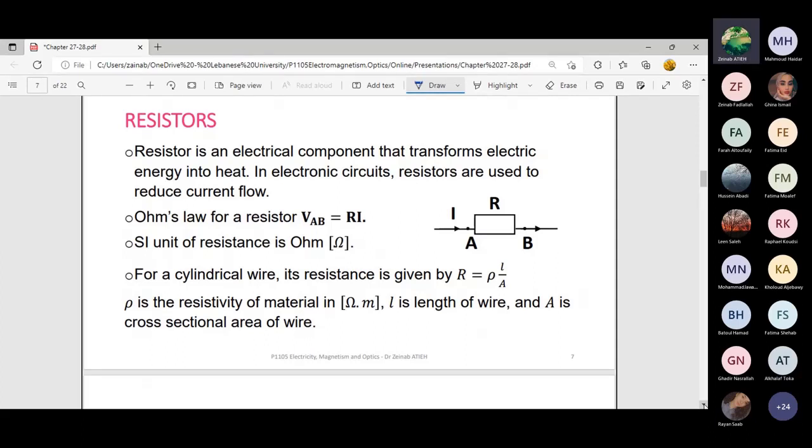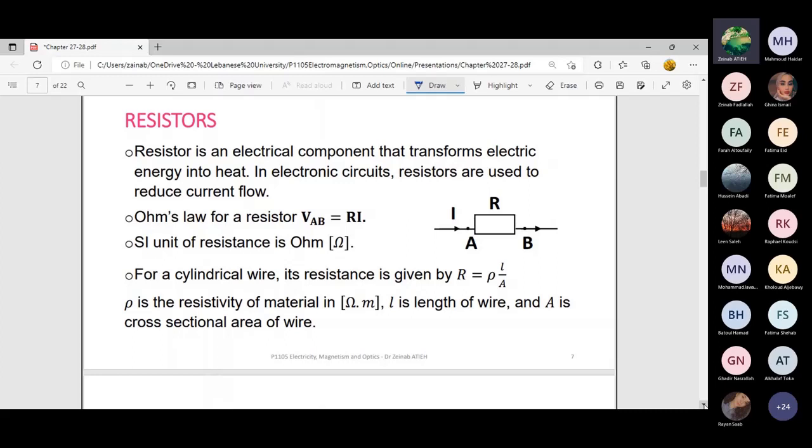So this is the use of resistors in electronic circuits, but its job is to dissipate energy in the form of heat. You all know that according to Ohm's law, VAB equals RI. Resistance has a unit of ohm. Resistance is constant, by the way, it's a characteristic.